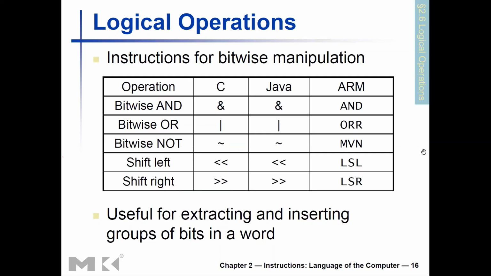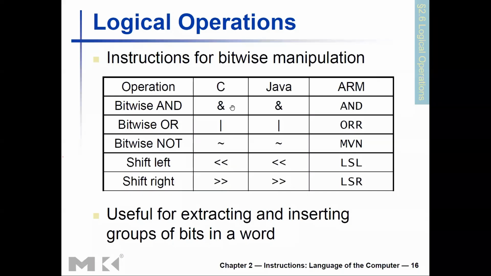Now we come to the logical operations section, where we talk about the instructions that can be used to perform logical operations. We have already discussed the arithmetic operations, add, sub, and things like that. These are not very complex. This is about the instructions we use to perform operations like bitwise AND, bitwise OR, bitwise NOT, shift left, shift right. All these operations we call logical operations.